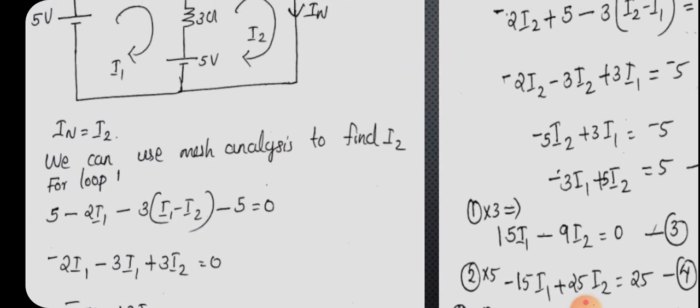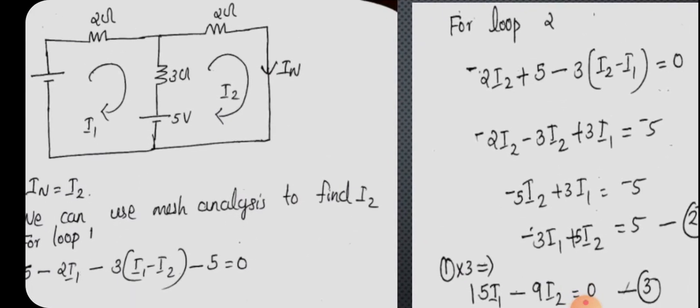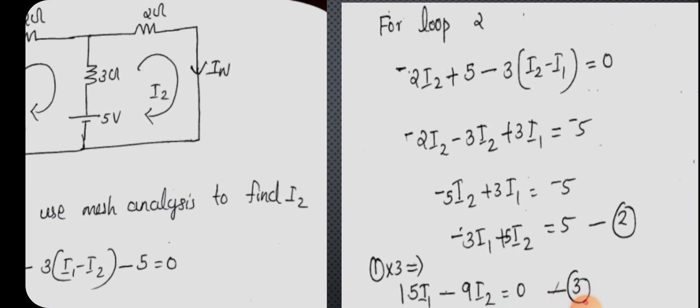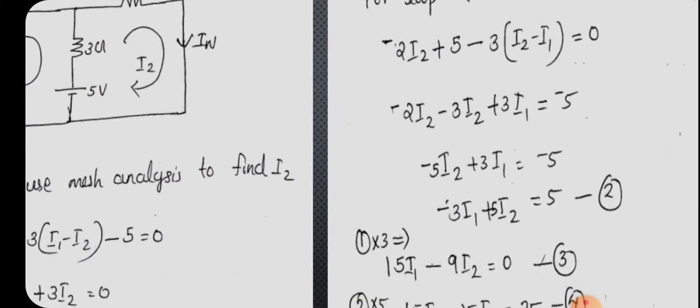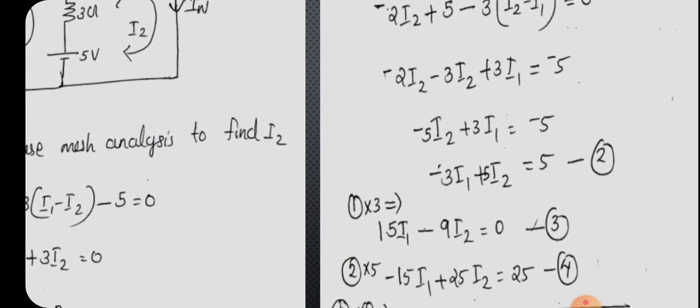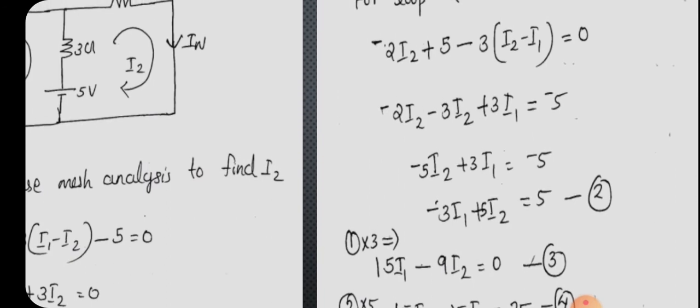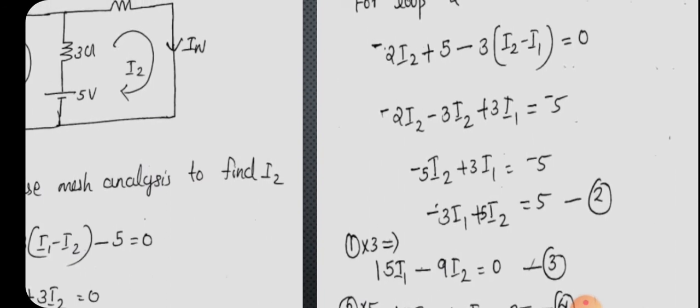That is the first equation. Similarly, for the second mesh we can write the equation as minus 2I2 plus 5 minus 3 into (I2 minus I1) equal to 0. And by reducing that equation we will get minus 3I1 plus 5I2 equal to 5. That is the second equation. I am not going into the details of each and every step because from the beginning class of mesh analysis I have explained how we can write the equation for a mesh. So I think you are thorough with those steps, and I am not explaining them in detail.